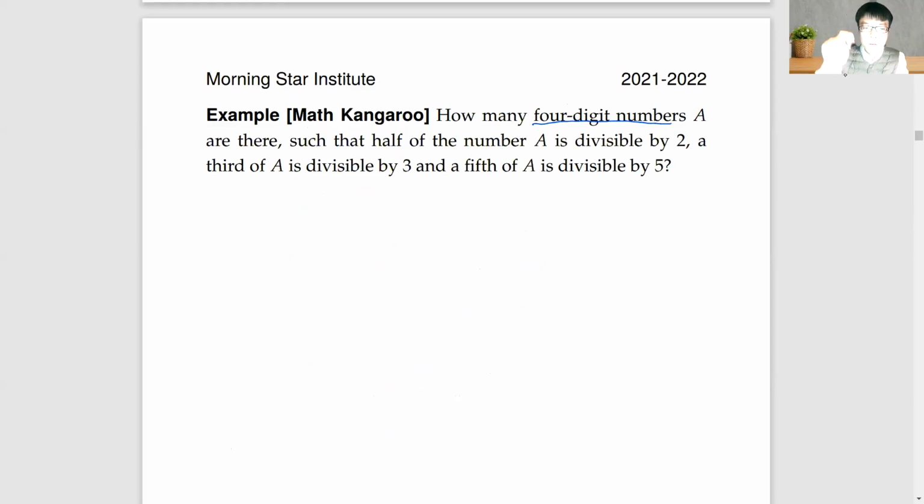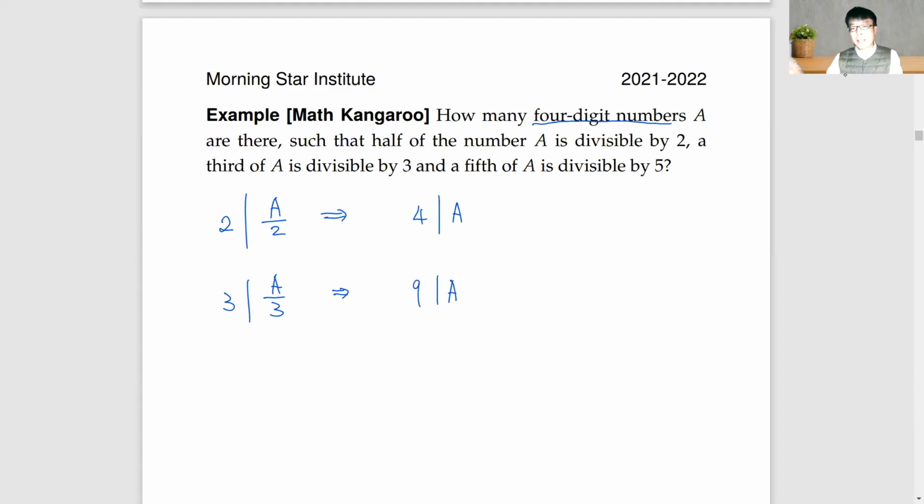So first, half of this number is divisible by 2. That means A over 2 is divisible by 2. So actually, that corresponds to the original number A being divisible by 4. I just multiply by 2 on both sides, right? And second, if 1/3 of the number is divisible by 3, that means A over 3 is divisible by 3. It says that A is divisible by 9. Okay, we multiply by 3 on both sides. Third, we have A over 5 is divisible by 5, right? That corresponds to A being divisible by 25.